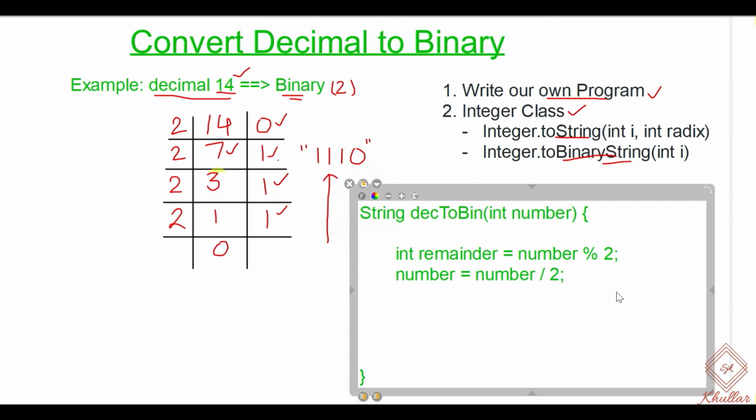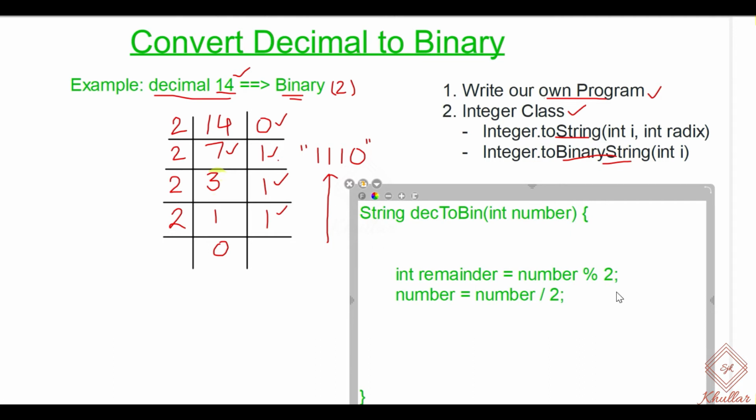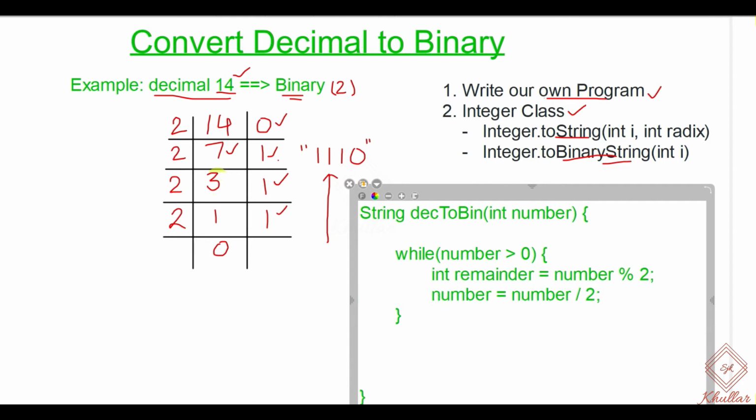So how can we perform it? We just write a small loop which will keep on performing the same operation again and again. So let's say number greater than 0. We are asking the system to perform the same operation repeatedly. Let's indent that code a bit so that it is more readable. So what we are saying is that till the number is greater than 0, find the remainder and keep on dividing the number by 2.